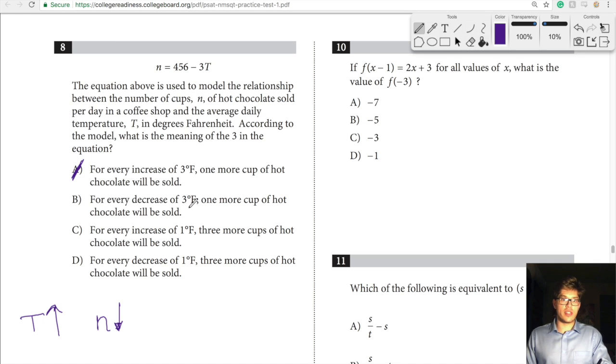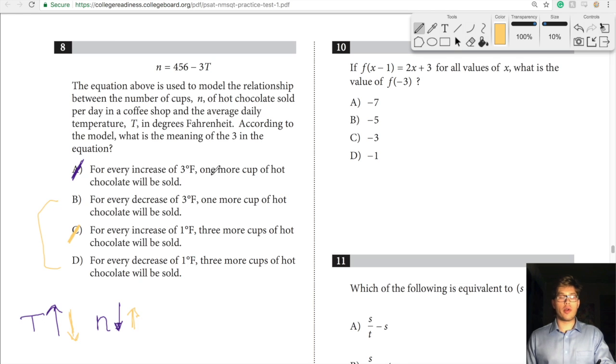So this one says a decrease in temperature, 1 more cup will be sold. So this is actually the exact opposite. And that should be true. As temperature goes down, then the number of cups go up. So B is okay for now. What does C say? For every increase in 1 degree, there's 3 more cups sold. Okay, again, they don't both go up. And then D, for every increase of 1, 3 more cups will be sold. All right, so our choices are between B and D.